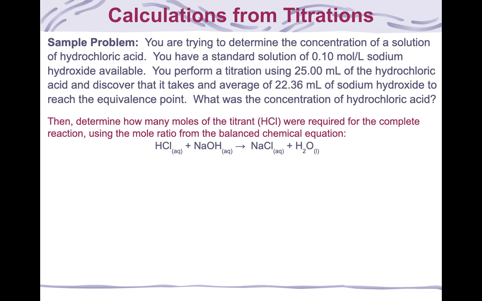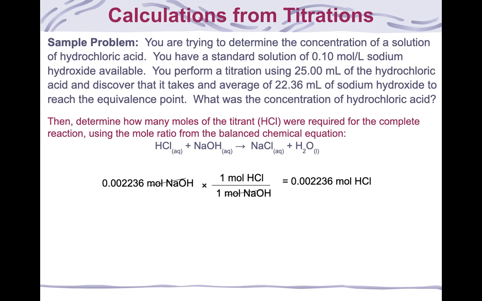So now the next step is to determine how many moles of the titrant, which was HCl, were required for the complete reaction, using the mole ratio from the balanced chemical equation. So we know we needed 0.002236 moles of NaOH. We know the mole ratio is just 1 to 1 in this case. So that means that we needed 0.002236 moles of HCl to completely react.